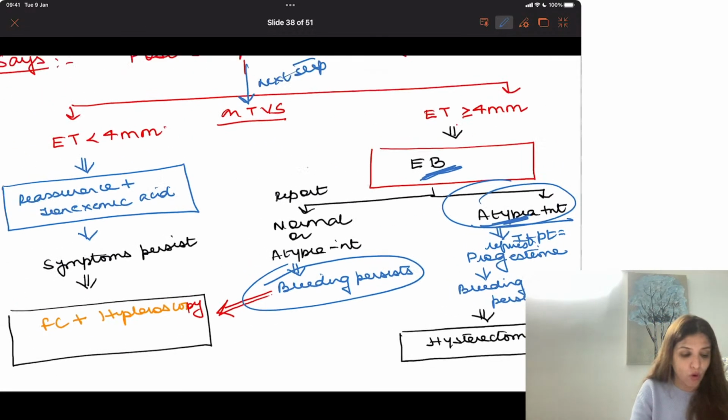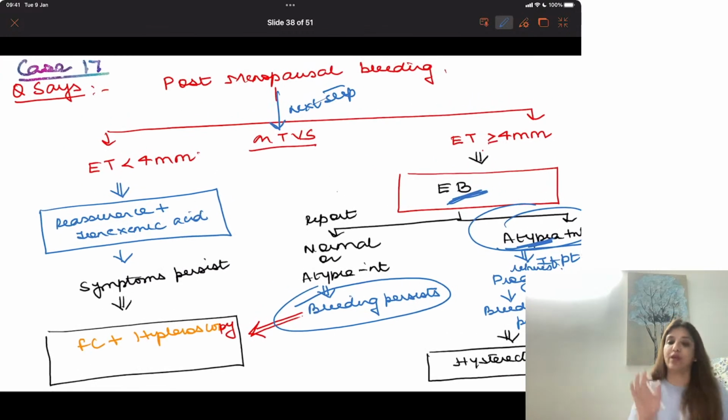And that is why all these three things I have written together. PMB का patient है, endometrial thickness less than 4 millimeters है, in spite of giving Tranexa, bleeding is persisting. Next step, fractional curettage and hysteroscopy. Then endometrial thickness more than or equal to 4 millimeters थी, endometrial biopsy करी, atypia नहीं आया, there is no atypia. So because there was no atypia, I gave her progesterone, but in spite of giving progesterone, bleeding persists. The next step is fractional curettage and hysteroscopy.